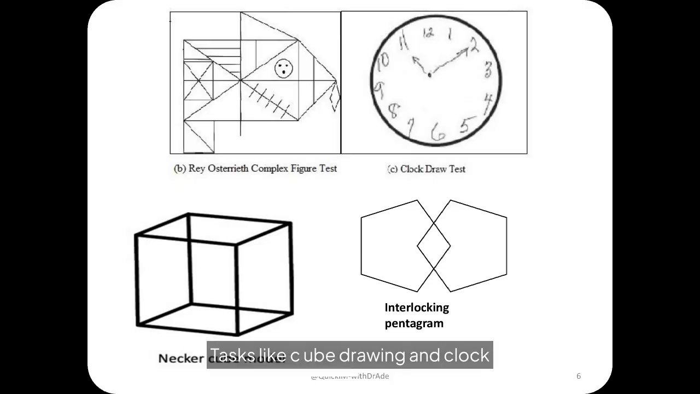Tasks like cube drawing and clock face copying are used to identify impairments in conditions such as dementia and stroke. Here are examples of common figure copying tasks. These visual tests help assess cognitive and motor functions, providing insights into neurological health.